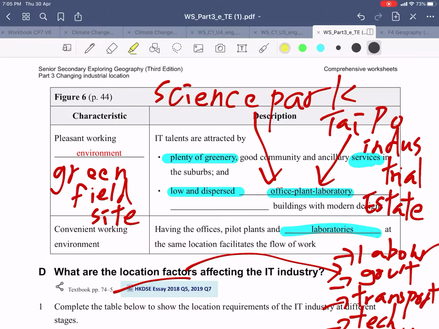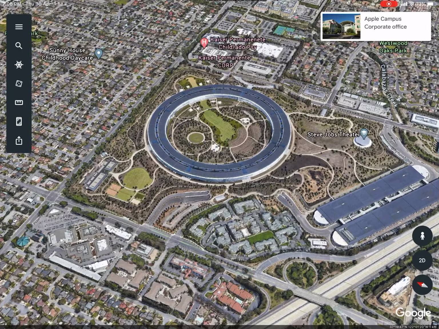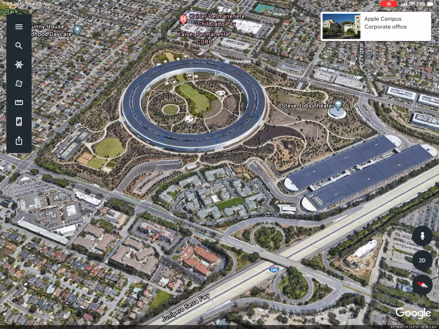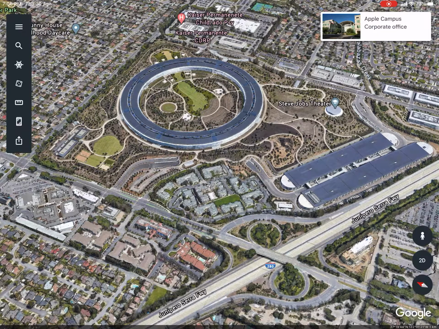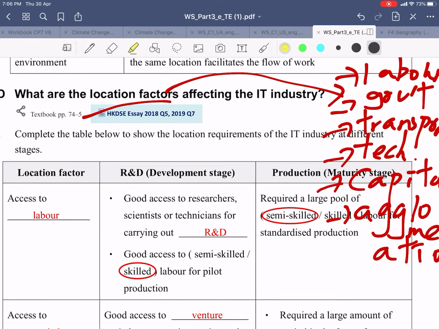As you can see in Google Earth, we can find a lot of daycare centers to help the workers relieve their daily care for the kids. Okay, and also the low and dispersed office plants, laboratory buildings with modern design, which is also like this. You can see it's very low. Okay, not very high. Okay, and then dispersed, not very concentrated. Okay, it's providing a convenient working environment there.